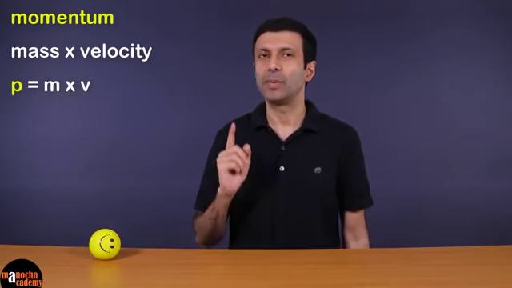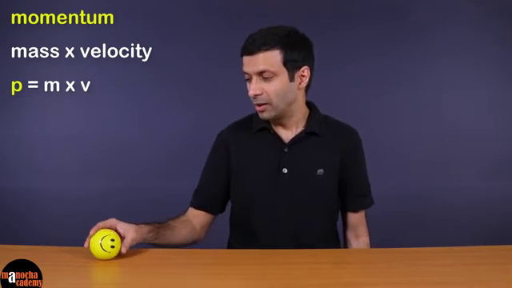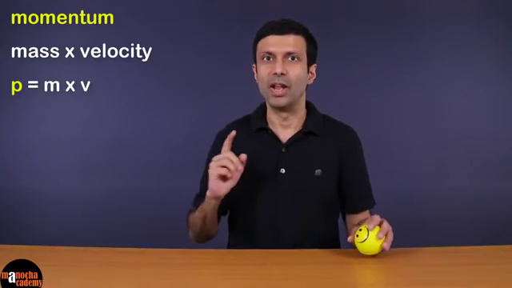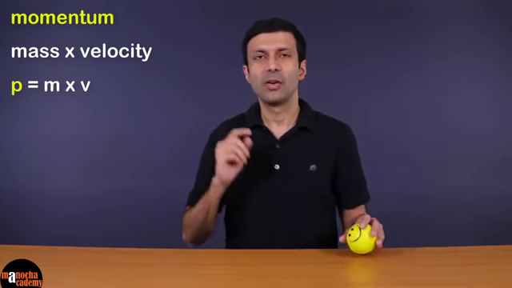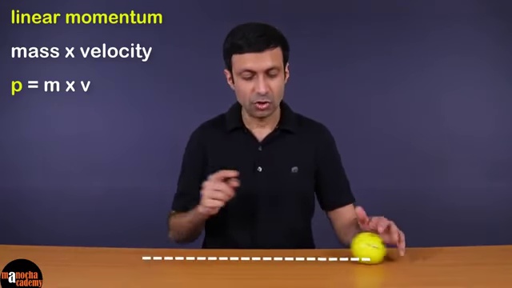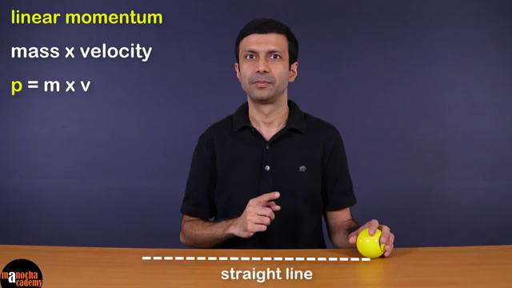Now, do you know what is momentum? Momentum is mass into velocity. So P equals m into v, where P is the symbol of momentum. For this ball, the momentum is going to be the mass of the ball multiplied by the velocity of the ball. When we say linear momentum, we mean the body is traveling in a straight line, like here.